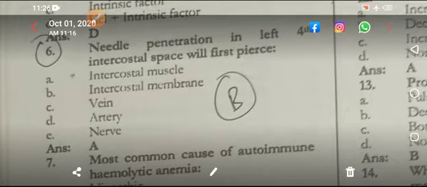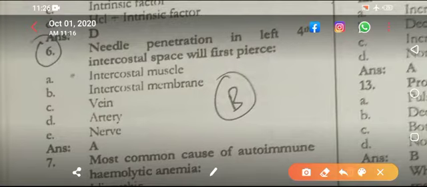Well, I have uploaded a full video on the anterior intercostal membrane or the external intercostal membrane, the posterior intercostal membrane or the internal intercostal membrane, and when to choose muscle, when to choose membrane. Over here, the answer is intercostal membrane.